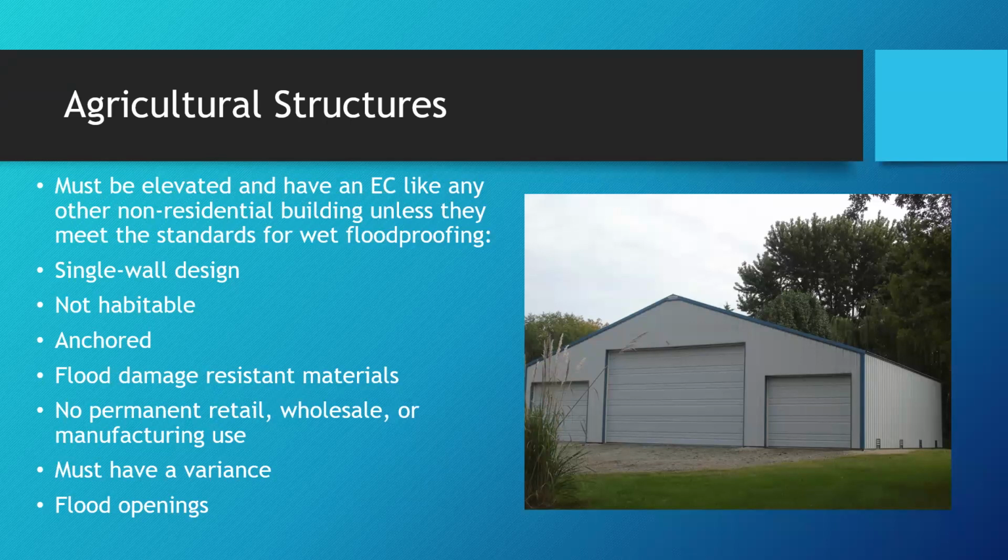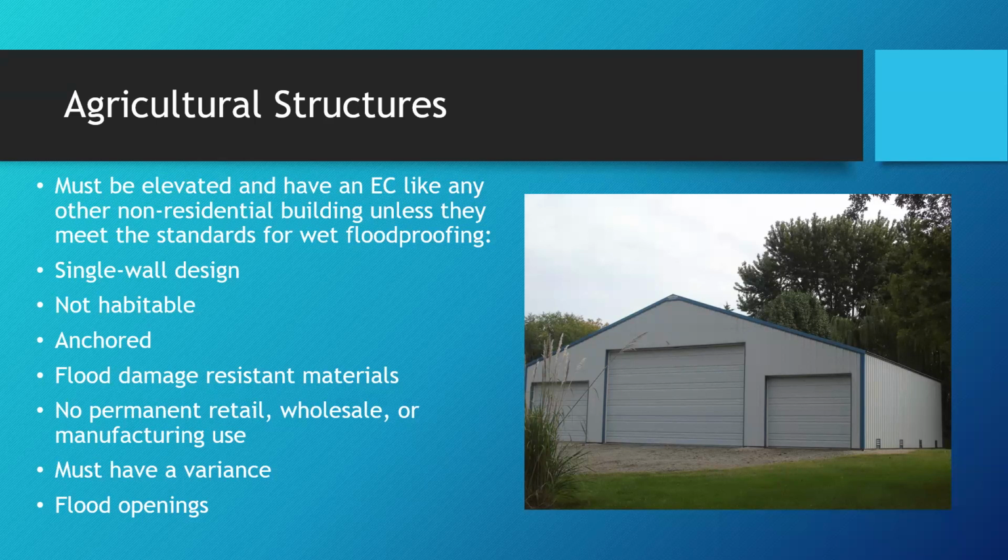And another thing that really trips people up and prevents a lot of structures from being considered agricultural is that there's no permanent retail, wholesale, or manufacturing use. That often precludes a lot of structures that would otherwise be eligible for it. People sell their agricultural goods out of the same building, and then it just makes it a regular non-residential commercial use, and so it can't be wet flood proofed at that point. There's no employment or entertainment uses, and that is strictly or explicitly outlined in the guidance.